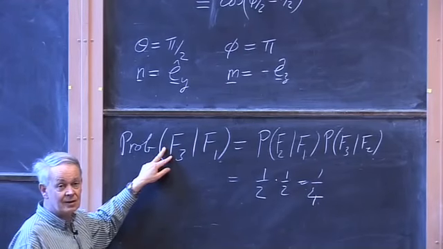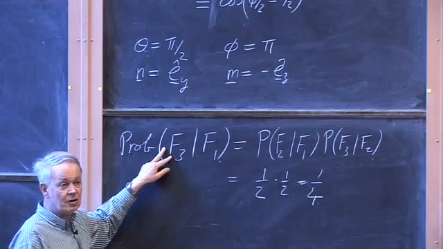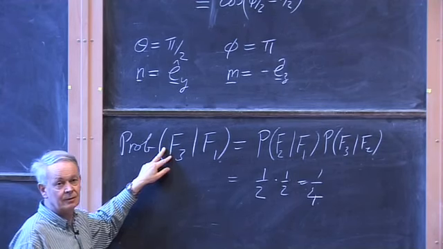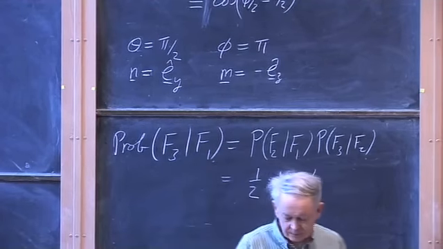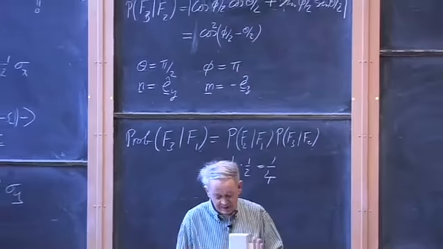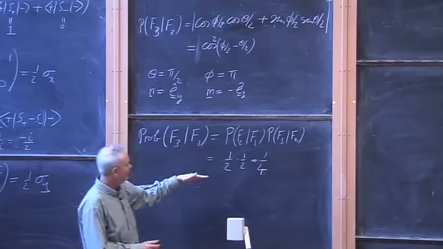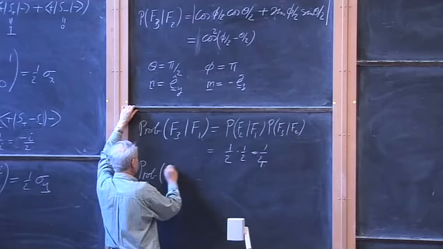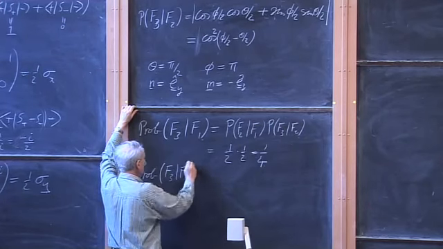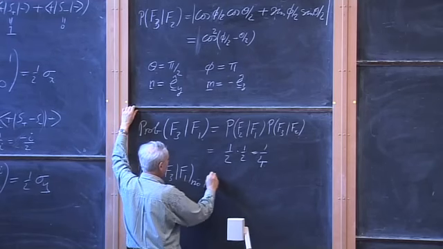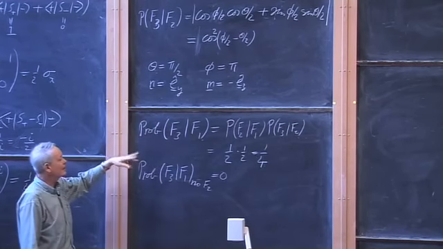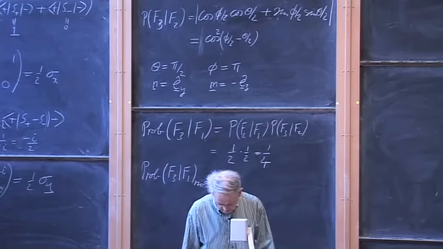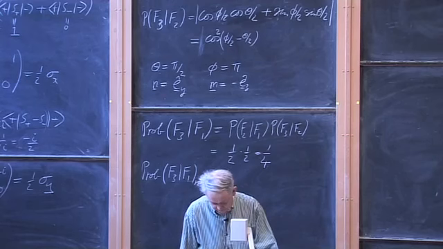And this is concrete evidence that the second filter hasn't just measured the spin of the particle, it's changed the spin of the particle. It's redirected it. This result is a manifestation. The probability of just doing F3 given F1 and no second filter is 0. So putting in the intermediate filter affects the result, and that's the realignment.